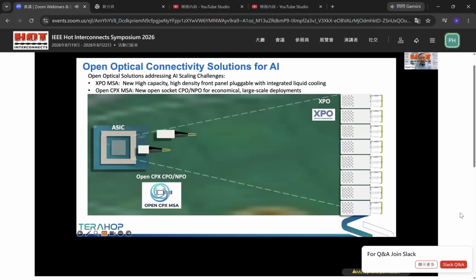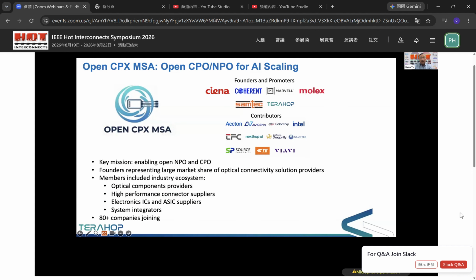So there, as Dan pointed out, there are a few open optics connectivity solutions announced right at OFC time. And I particularly point out two of the MSAs we are intimately familiar with and actually participated in. One is SPO MSA. Sunil is going to really talk about this part. And I will be talking about the OpenCPX MSA. Its mission is an open socket CPO MSA for economical large scale AI deployment. So this is our mission for the OpenCPX MSA.